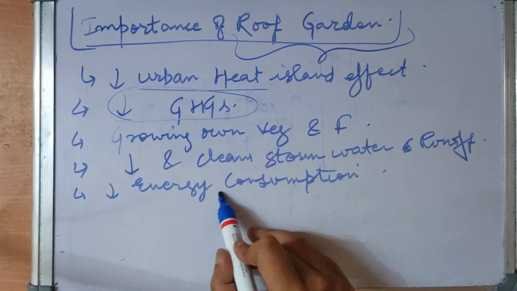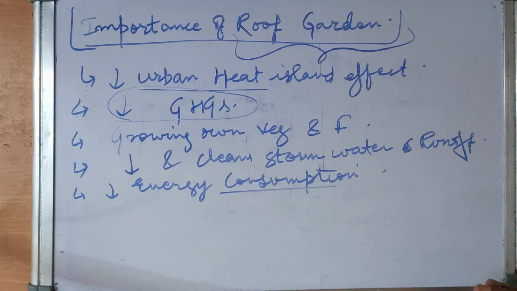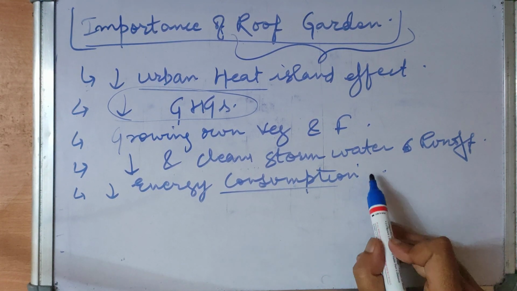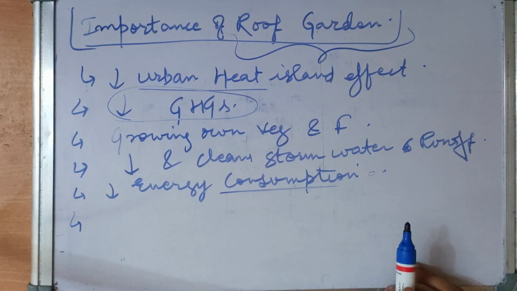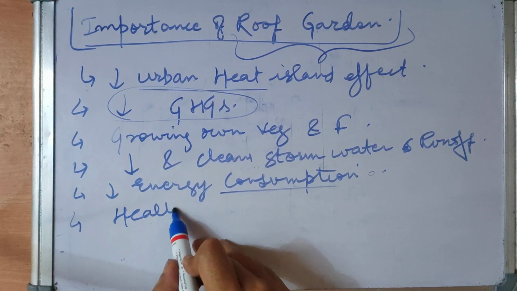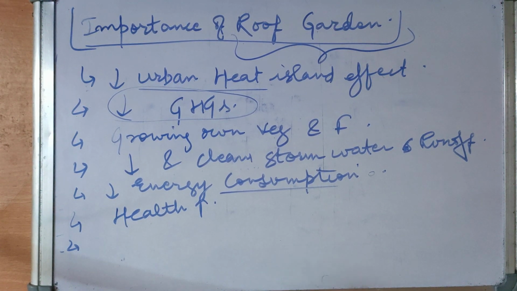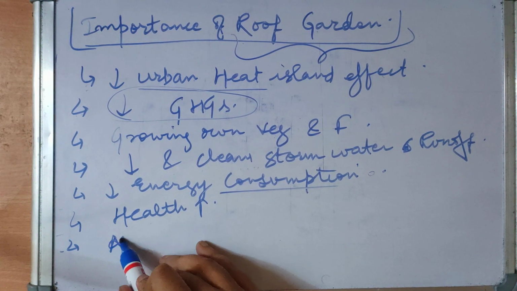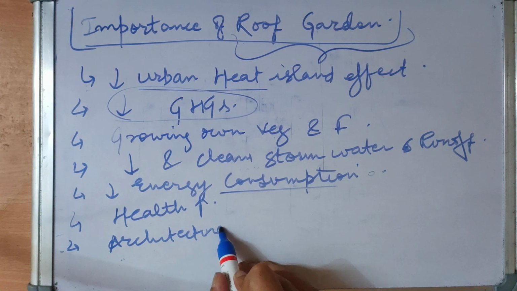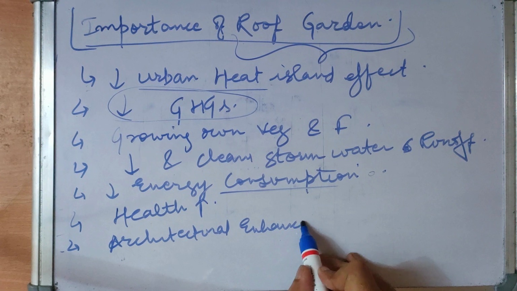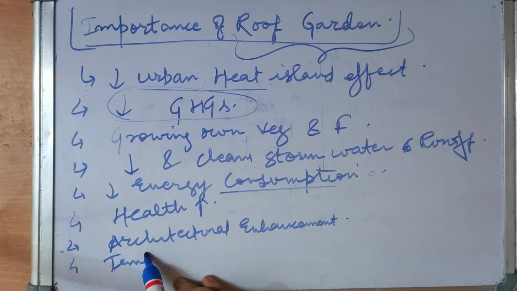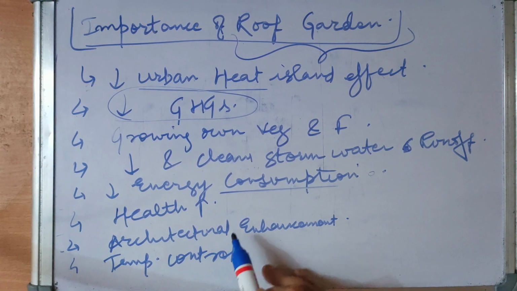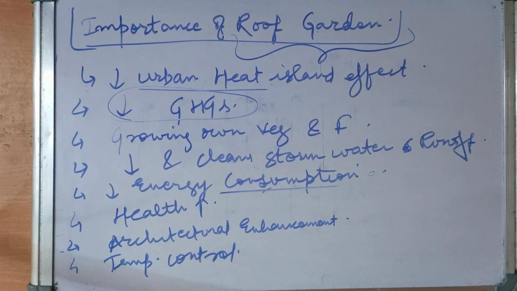Suppose your roof consists of a garden, so your rooms will be much cooler than with a normal roof. Due to the cooler temperature, you will use your ACs and fans less, so it will reduce energy consumption. A boon to health. It improves our health. Living around plants and trees is very good for our health. It enhances architectural enhancement. Temperature control, which I discussed here. Hydrological benefits.